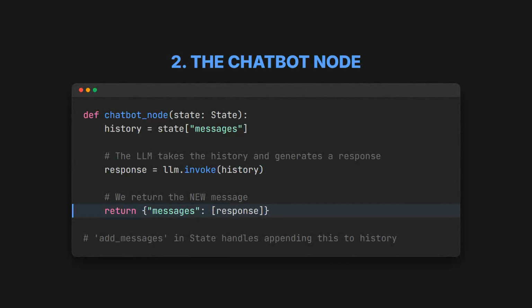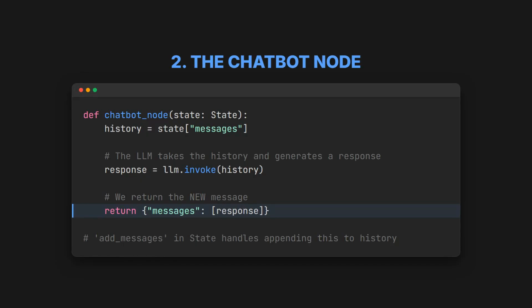Here is the heart of our chatbot, the chatbot node. It is a simple function, but pay attention to the return value. It calls the LLM with the conversation history. The LLM replies, and we return a dictionary where the messages key holds a list containing just the new response.